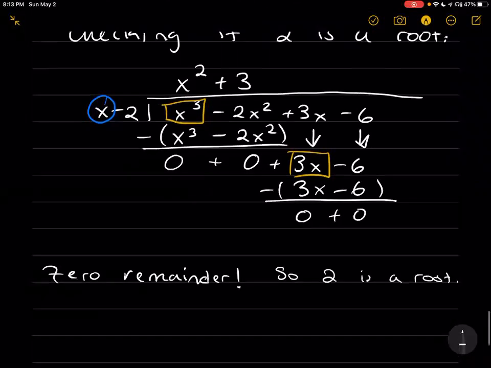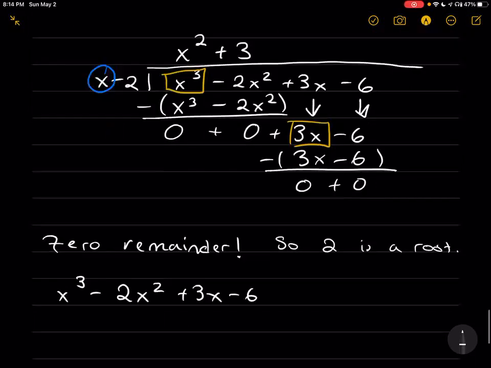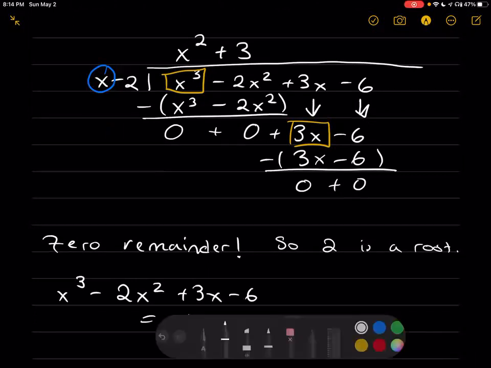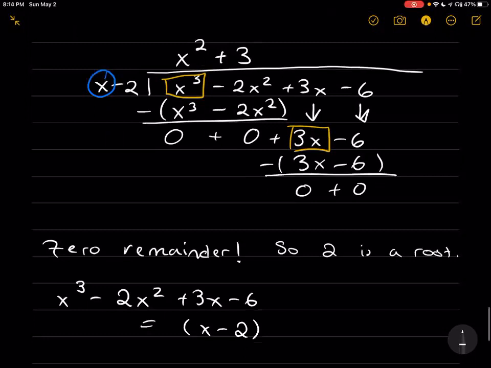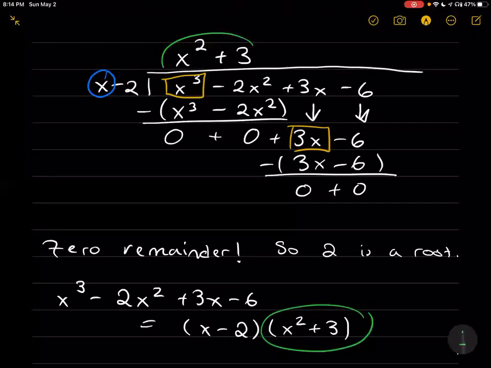So here's the thing that we can do now that we know 2 is a root and we've done this division this way: we know how to write this polynomial out. If we take that polynomial that we divided, this x cubed minus 2x squared plus 3x minus 6, we can write it as x minus 2 times something. This came from the factor theorem, saying that because we know 2 is a root, we know x minus 2 is going to be a factor, and we can actually write this as x minus 2 times x squared plus 3. That x squared plus 3 came from here.